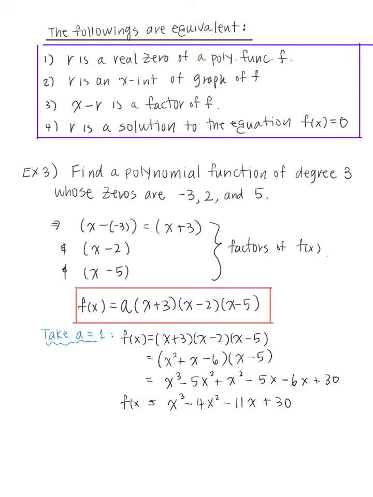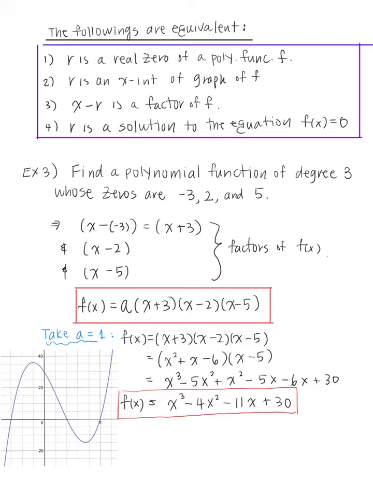So let's look at that. f of x is exactly equal to that third degree polynomial if we take a equals positive 1. Now here is our actual graph of our function f of x. So do we have the correct x-intercepts?